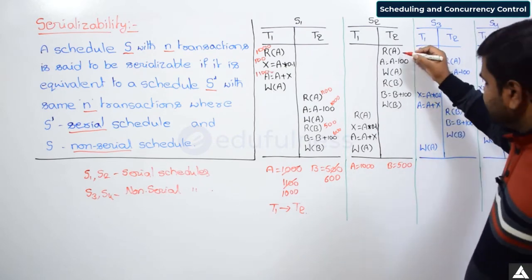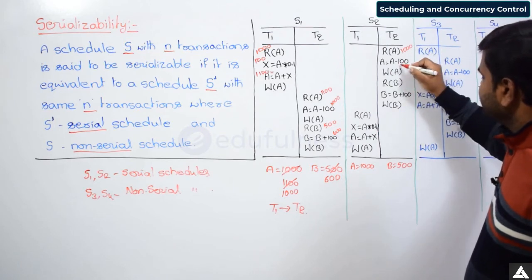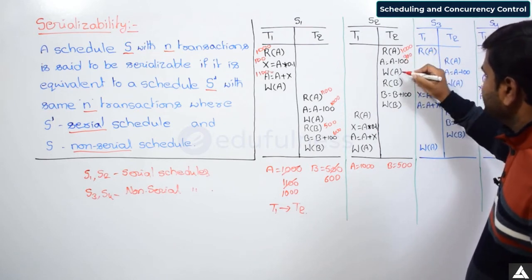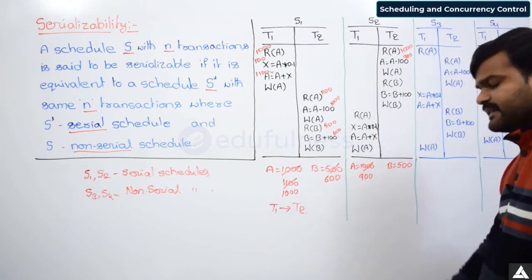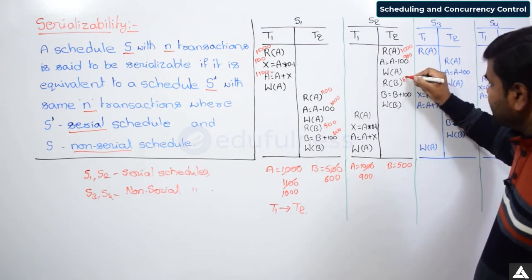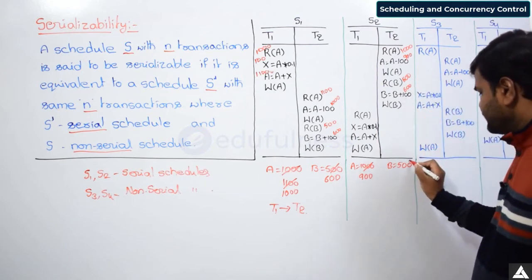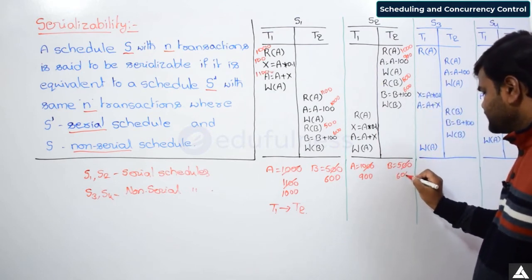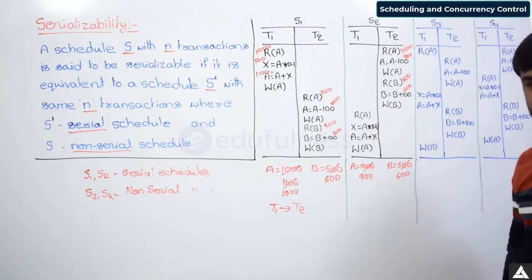Now it is reading the A value, which is 1000, and reducing it by 100, so it becomes 900, which we write back. So this is going to become 900, and then reading the B value 500, adding that 100, so becoming 600, and writing back 600. So the T2 transaction is completed, then you are going for T1.